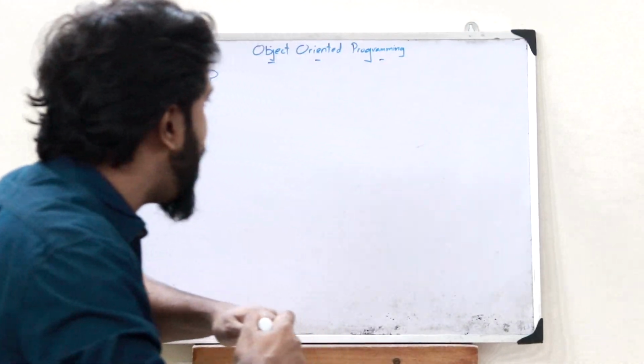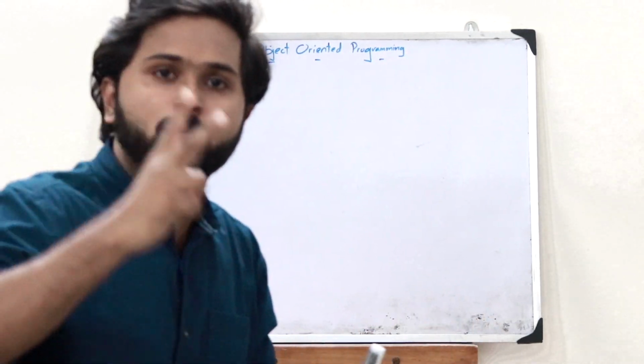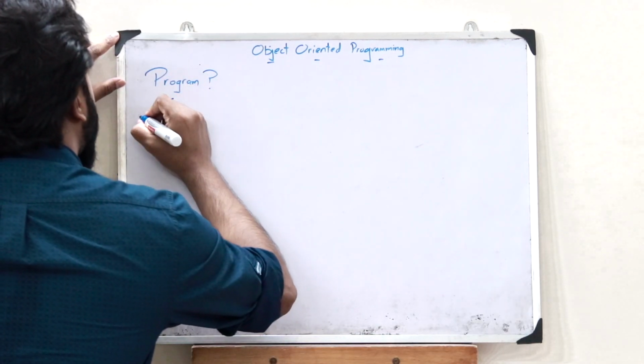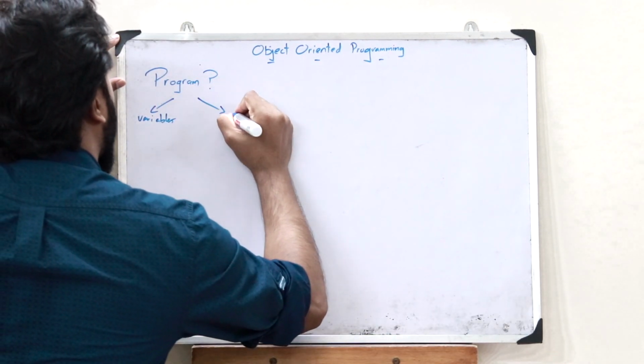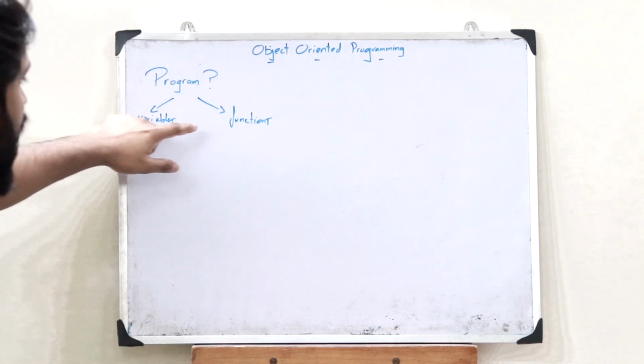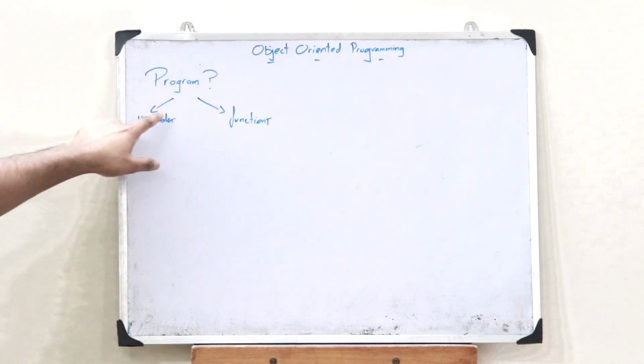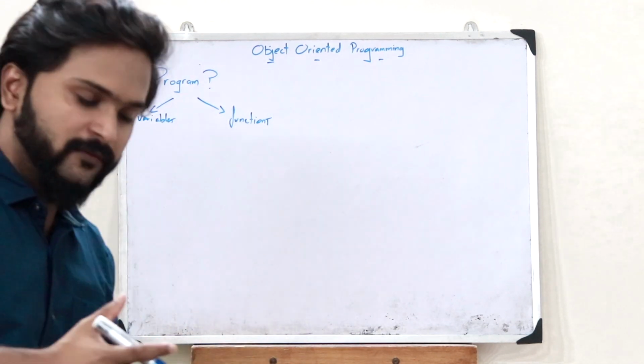So a program consists of two main things. A program is always made up of two main things. One is the variables and the other one is functions. So a program is made up of variables and functions, and these functions operate on these variables. Let me simplify that for you.